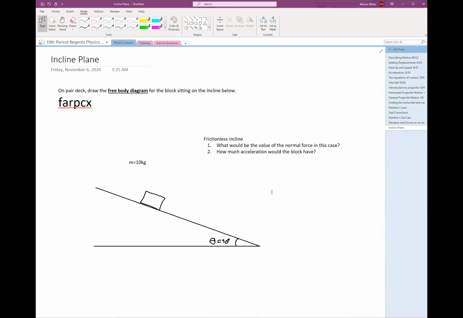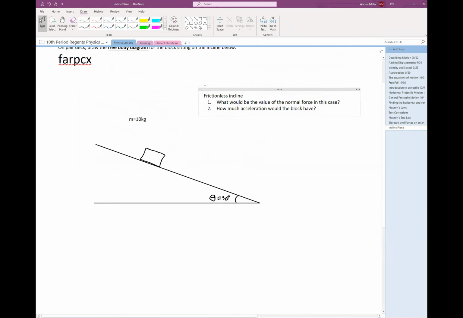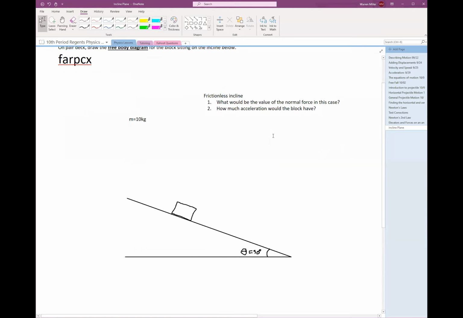Let's start with the free body diagram. Can someone tell me one force that's acting on this box? One force that's acting on the box. Let me make some room. Raised hand. Nor, go ahead. The force of gravity. I love that.